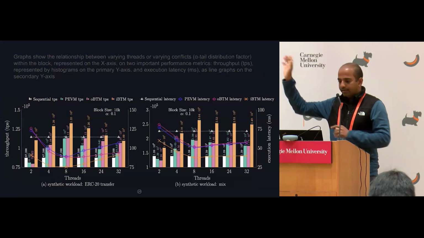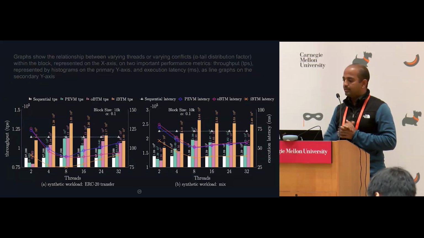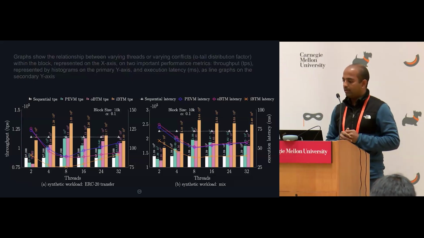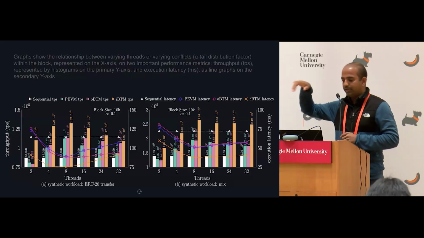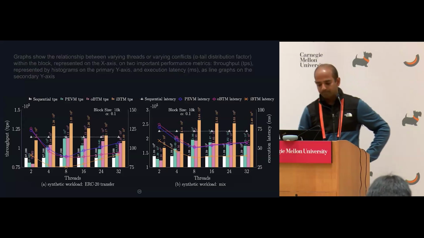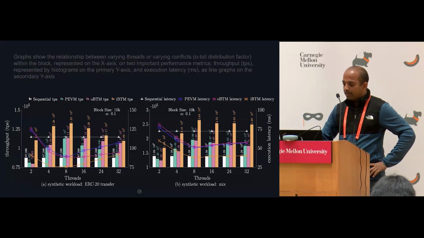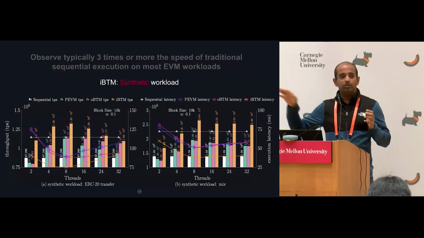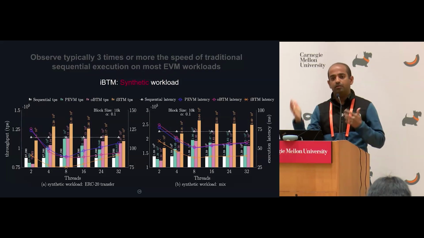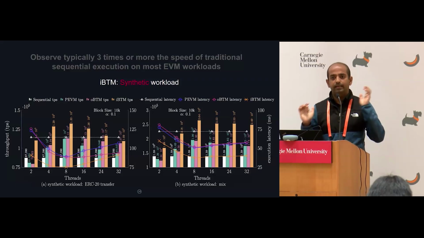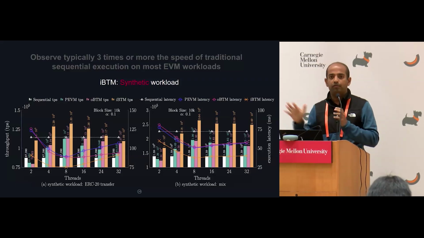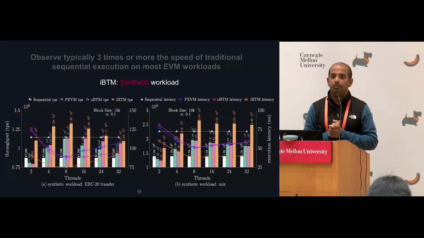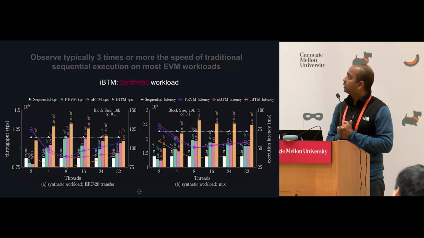And so here the graphs show the relationship between varying threads on varying conflicts with an alpha tail distribution factor within a block. And we look at the throughput through the histograms and the execution latency as line graphs on the secondary y-axis. So the main takeaway here is that we typically see, especially on synthetic workloads, where we can play around with different conflict distributions and ratios, we do see consistently 3x or more performance, and in many workloads we even see up to 7x performance improvement over sequential execution, which is nice.